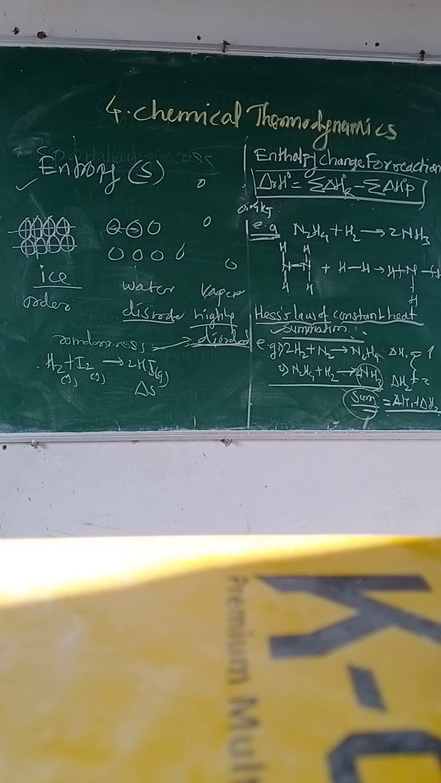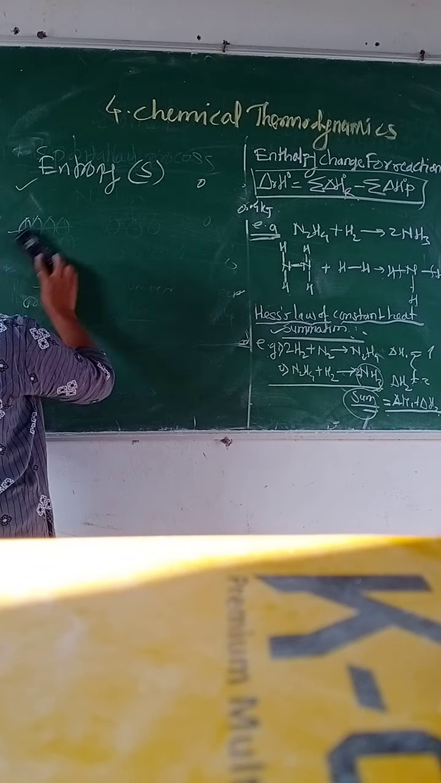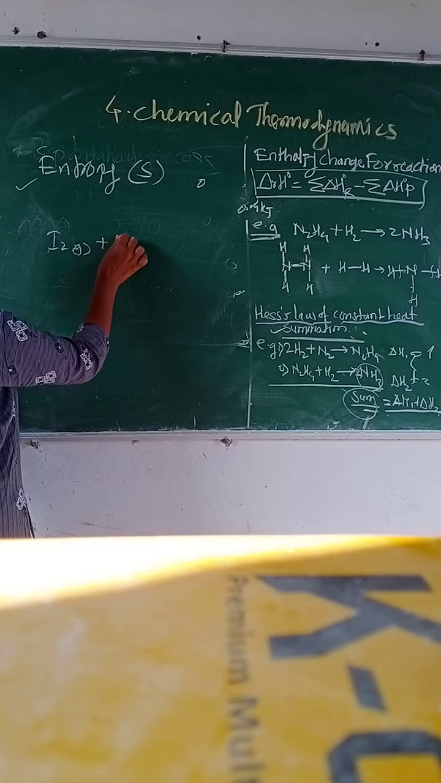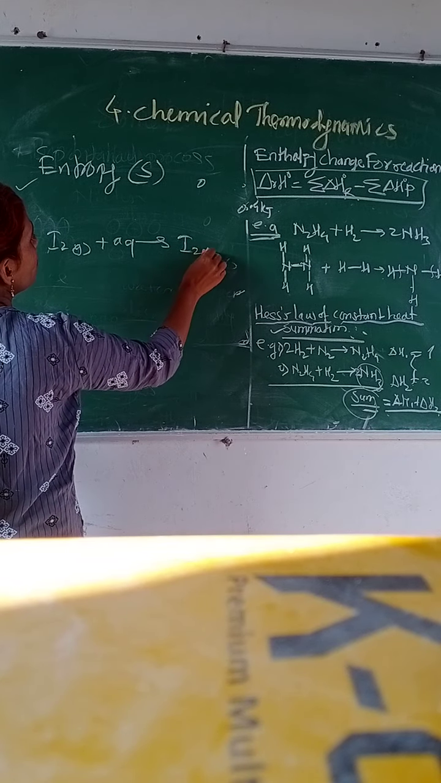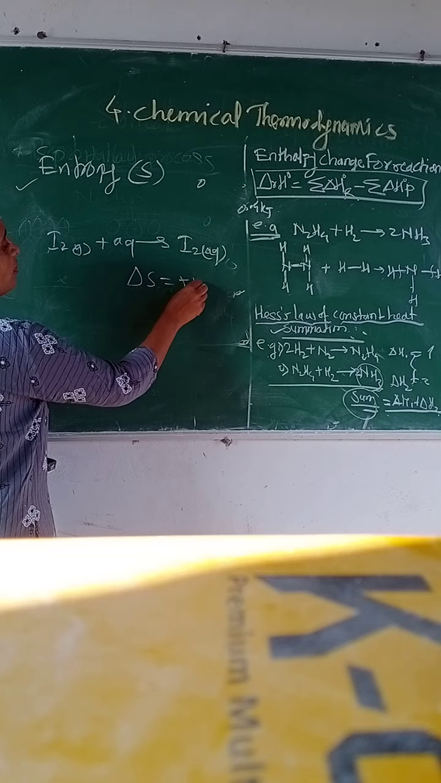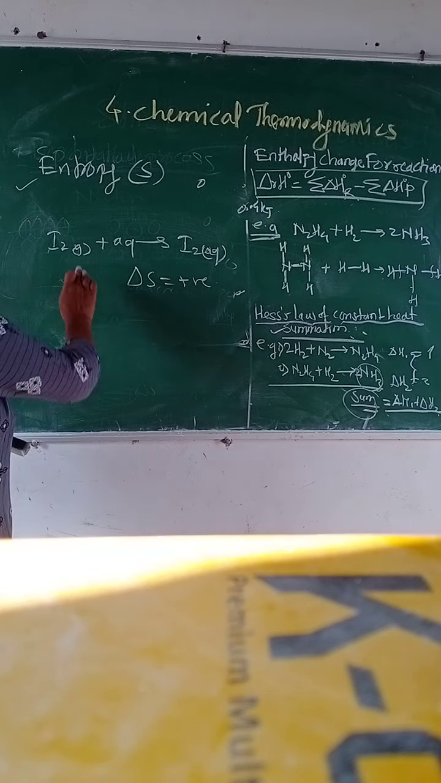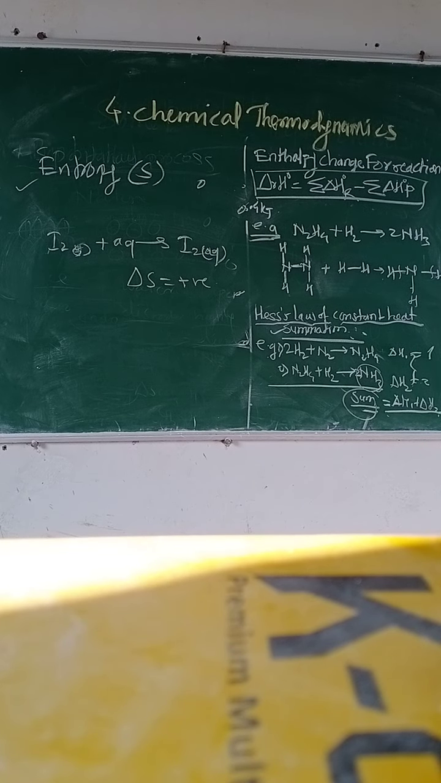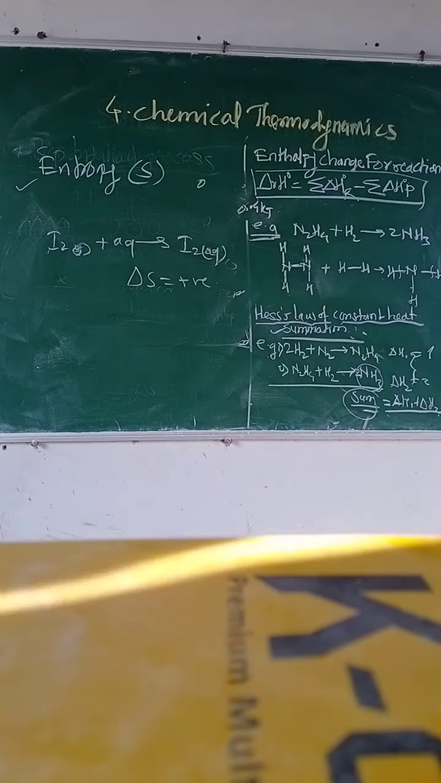Another example is iodine in the aqueous medium, where I2 in aqueous form has a positive delta S value. Delta S, the entropy, increases because the solid phase is converted into the liquid phase. The disorderedness increases, so the delta S value increases.